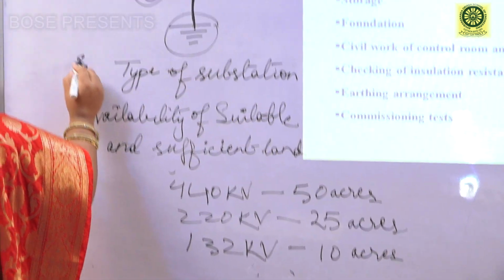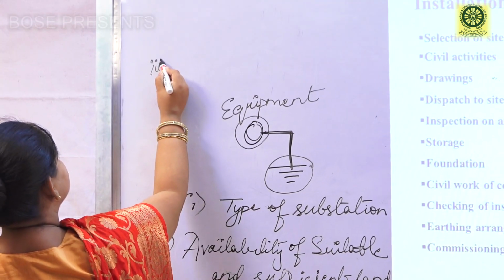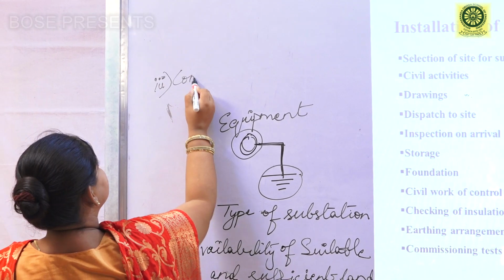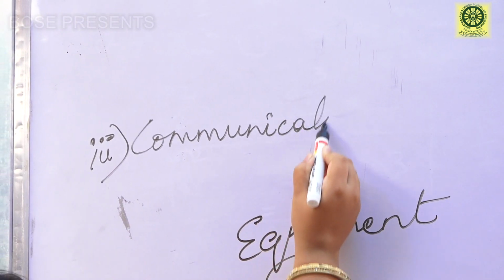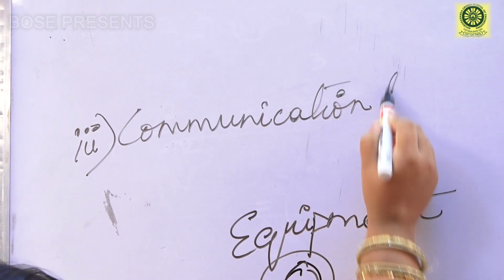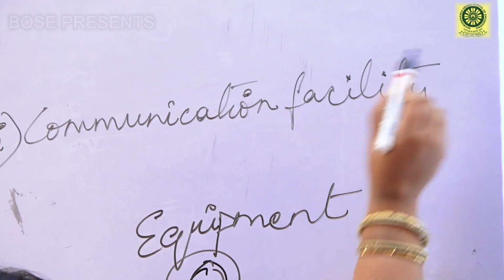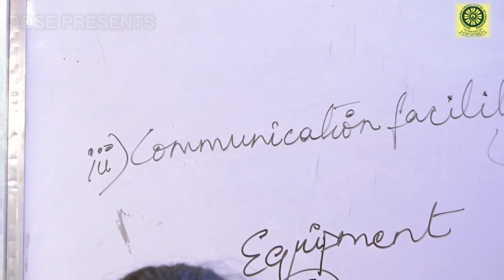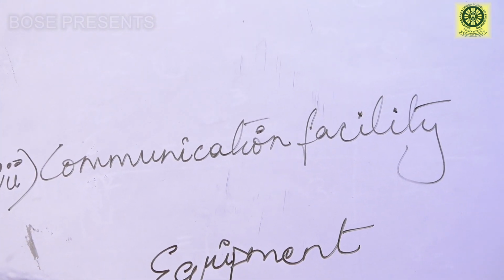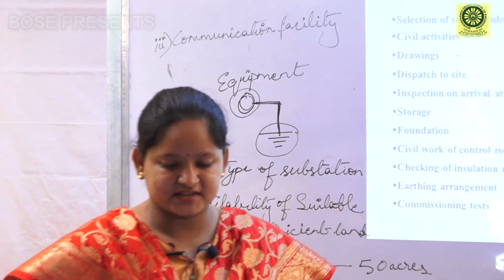Now then come to communication facility. This is point 1, this is point 2, this is point 3. Communication facility: if the substation is nearer an existing road, then it will be cheaper and easier for transporting the raw materials.